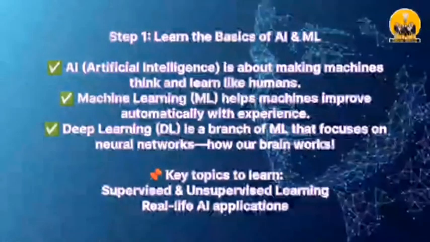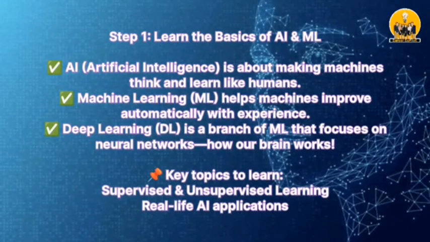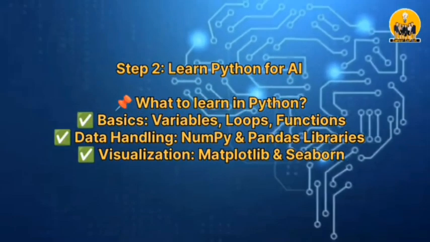Step 1: Learn the basics of AI and ML. Before diving into coding, it's important to understand what AI actually is. AI, artificial intelligence, is about making machines think and learn like humans. Machine learning, ML, helps machines improve automatically with experience. Deep learning, DL, is a branch of ML that focuses on neural networks, how our brain works. Key topics to learn: supervised and unsupervised learning. Real-life AI applications.